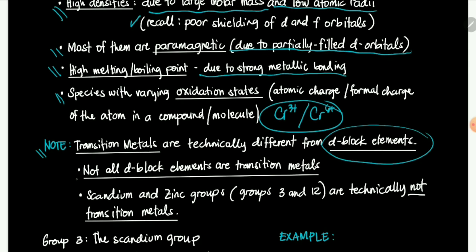So, may mga d-block elements tayo na fully filled ang d orbitals. Meron din tayong mga d-block elements na walang d electrons, okay? Kapag nag-exhibit sila ng charges. For example, scandium and zinc groups, okay? So, yung scandium and zinc groups nyo, they are groups 3 and 12. They are technically not transition metals, pero d-block elements sila.